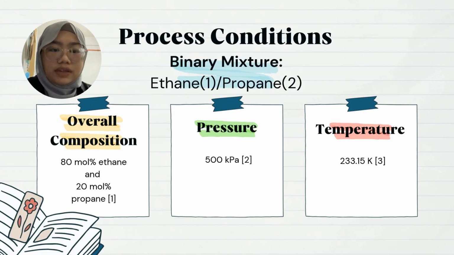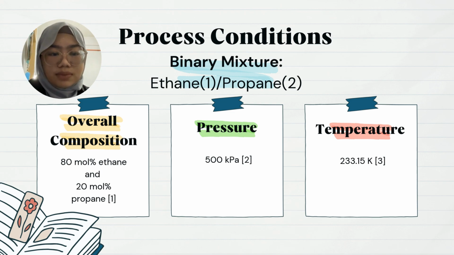For this project, the feed composition used was 80% ethane and 20% propane by mole. This ratio is chosen because it reflects a typical natural gas stream where ethane is usually more abundant. It also allows us to study the separation behavior between a lighter and a heavier component using realistic conditions. Next, the pressure was set at 500 kilopascals. This is considered a moderate pressure which is suitable for partial vaporization.